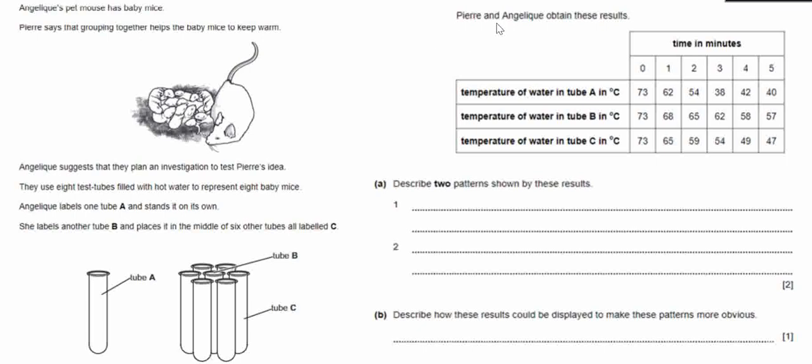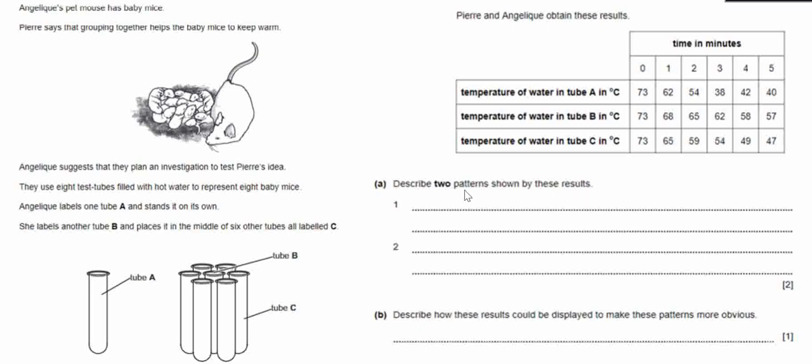Pierre and Angelique obtained these results. Again, the data is given in a table. Temperature of water in tube A, tube B, tube C, and time in minutes 0, 1, 2, 3, 4, 5. All start from 73, and then the data decreases. Now we can analyze the data. Again, question A, describe two patterns shown by these results.